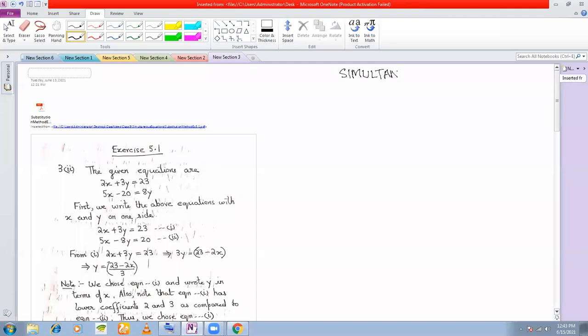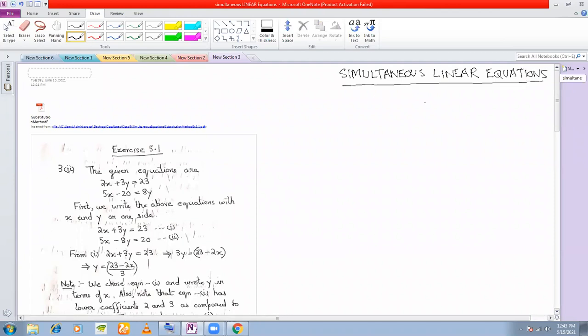Simultaneous linear equation. Now, simultaneous means what in English? Simultaneous means together. Linear means straight or one. Okay. So see, linear equations means equations in which the power of the variable is 1.